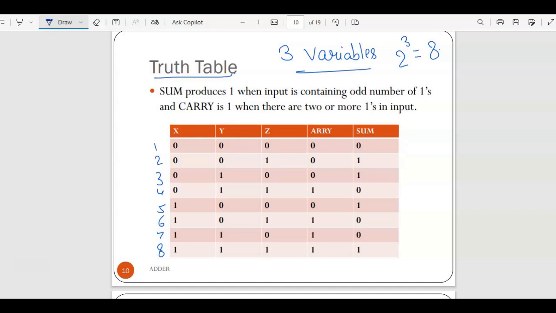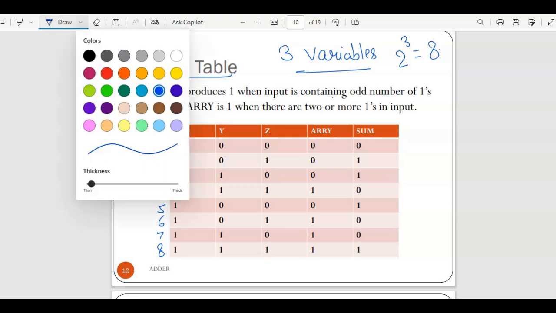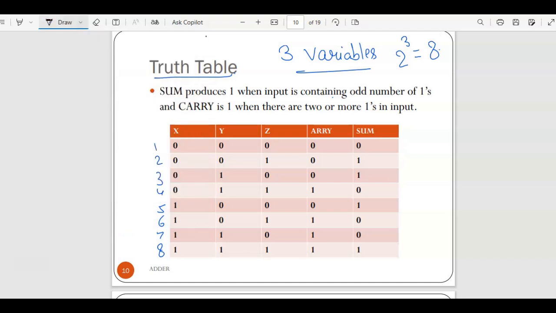The input is containing an odd number of ones. Sum produces 1. So sum will be 1 when the number of inputs containing 1 is odd. So you please check it properly. I am going to check for an odd number of 1s. So here we have 1, so this is an odd number of 1s. This is also an odd number of 1s. But here 2 are coming, so this is even. Then this is also an odd number of 1s. 2 even, 2 even. And here also it is 3 ones, so this is also odd. So for all these 1, 2, 3 and 4, these 4 rows will give you 1 as output for sum. Okay.